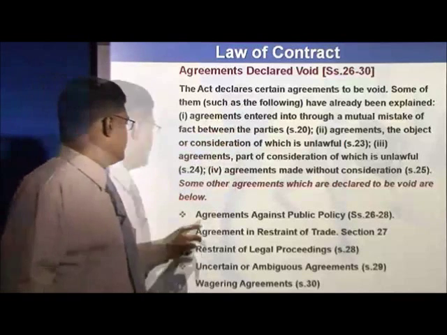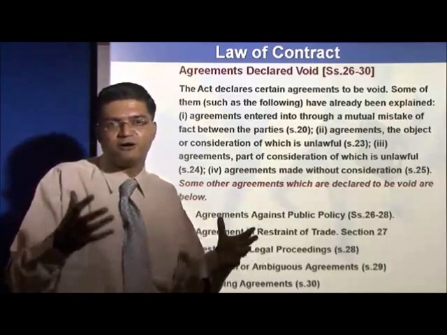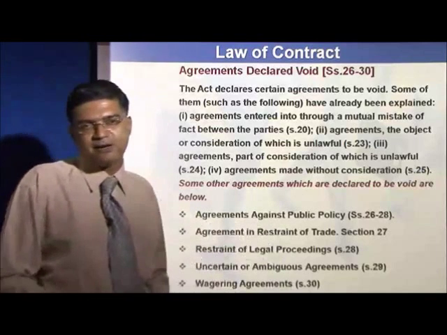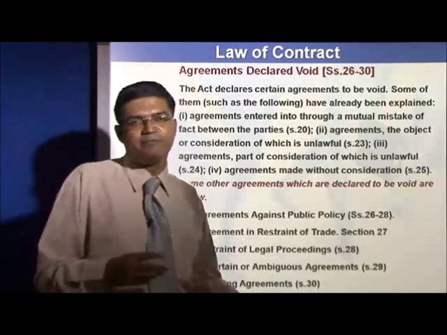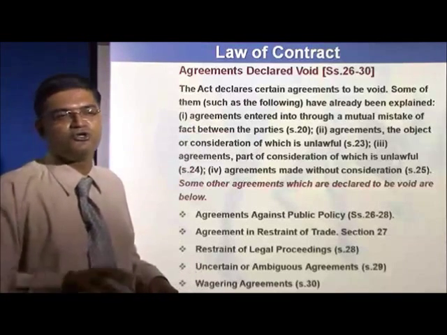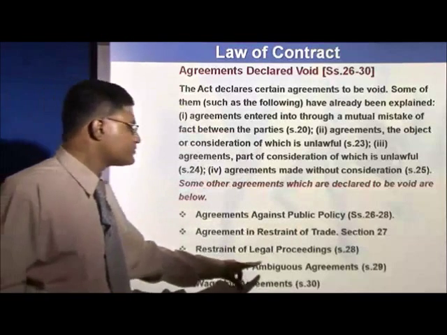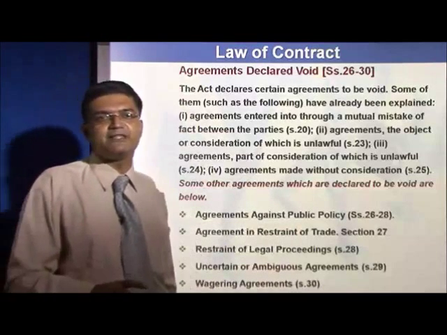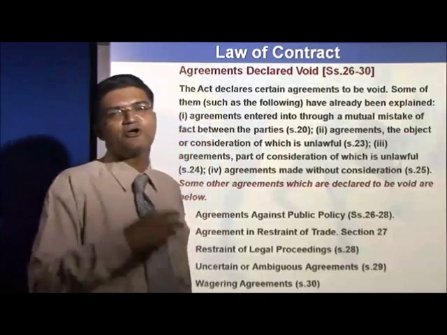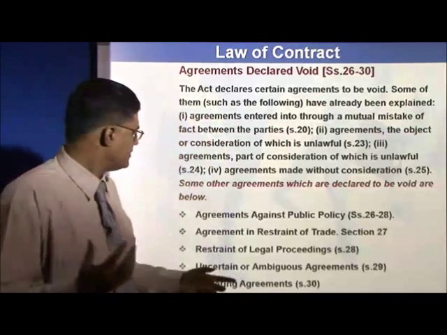Which are they? Agreements against public policy, that is, which are going to affect the public at large, are called void agreements. Agreements in restraint of trade, like for example, people can't enter into an agreement saying you should not do a particular transaction, or you should not deal with the marketing of certain goods, or you should not do this business. Then there is restraint of legal proceedings, that is, A and B agree that they should not enforce legal proceedings on each other. In case there is a breach of contract, I should not go to the court for breach of contract or for seeking damages.